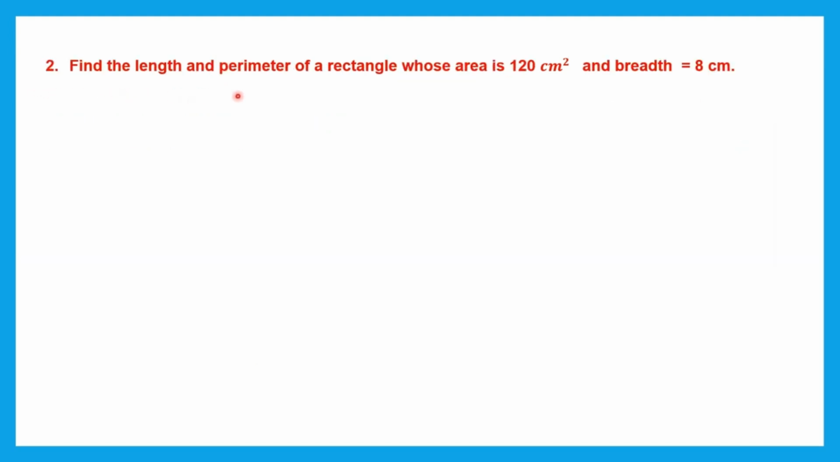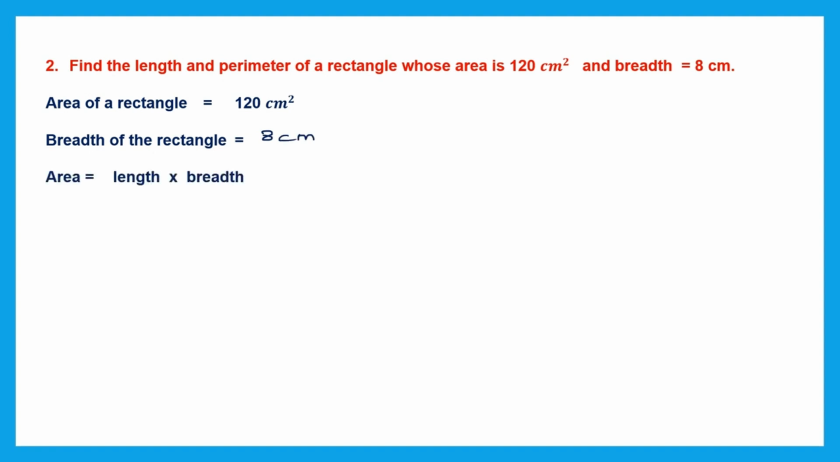Question 2. Find the length and perimeter of a rectangle whose area is given to us and breadth is given to us. So the area is 120 centimeters square. The breadth also of the rectangle is given to us, and that is 8 centimeters. With the help of the formula for area, we can find the length. So area is length into breadth. And area we have been given 120 centimeters square is equal to length into the breadth, and the breadth is also given to us, it is 8 centimeters. So now we can find the length. So length is equal to 120 centimeters square divided by 8 centimeters.